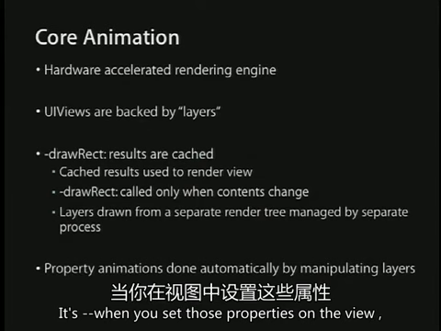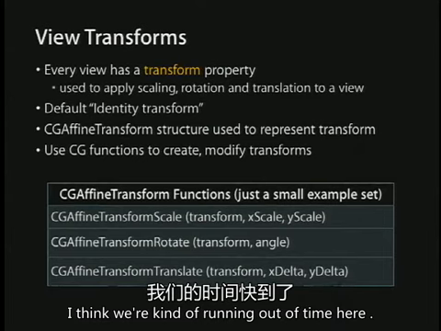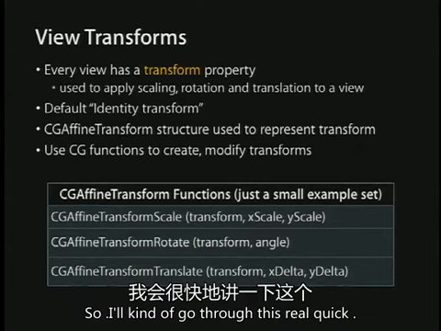As we said, those property animations are done automatically by manipulating layers. You set those properties on the view, and the layers implicitly get animation set on them. I think we're kind of running out of time here, so let's go through this real quick.